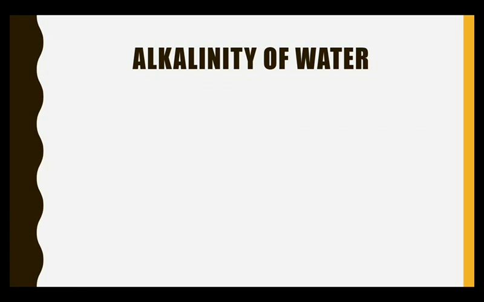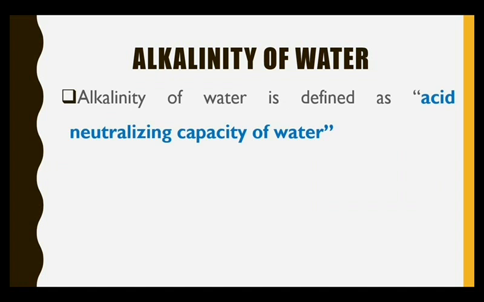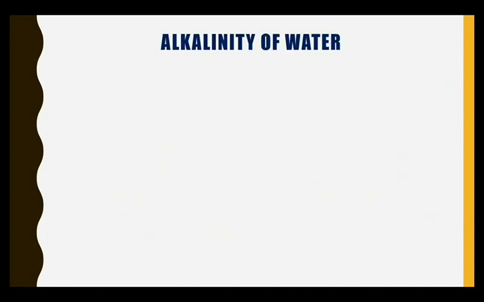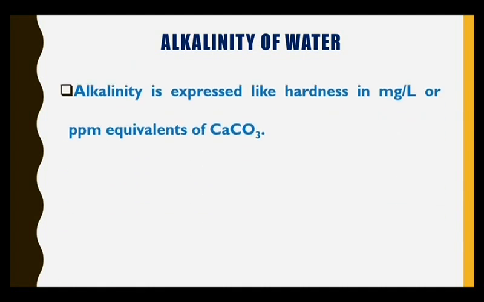Alkalinity of water refers to acid neutralizing capacity of water. It is mainly due to hydroxide, carbonate and bicarbonate ions present in water. Besides these ions, silicates, borates and phosphates also contribute to alkalinity, but as their contribution is very small, their discussion can be ignored. Alkalinity of water is expressed like hardness in milligrams per liter or ppm equivalents of calcium carbonate.